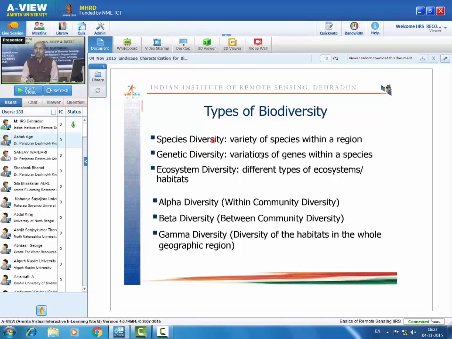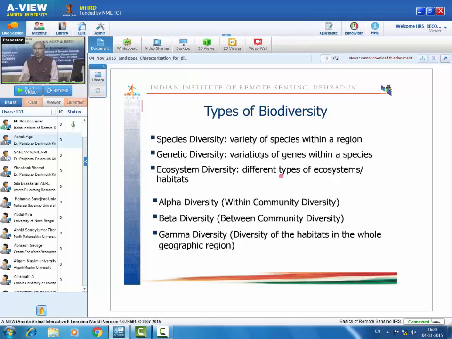So first is called species diversity. That is the variety of species within a region. That means variability of species within a region. Genetic diversity, that means within a species you will have variability in the genes. We call it genetic variability. And then ecosystem diversity, that means different ecosystems which are present in any landscape is called landscape or ecosystem diversity.